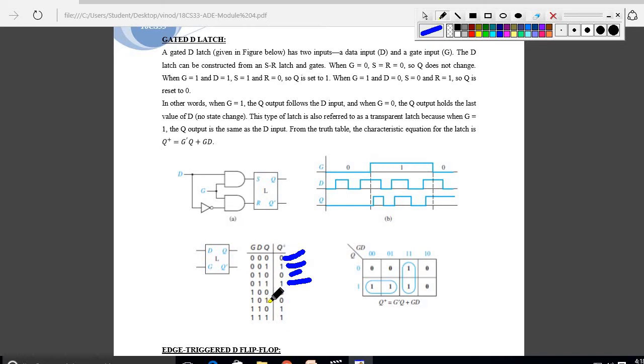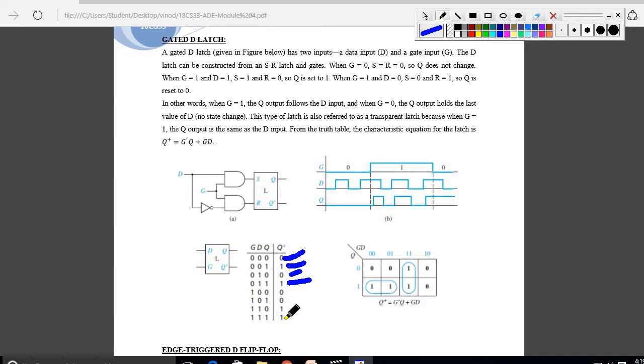The previous value may be 1, but irrespective of the previous value, your Q plus value should be 0, because G is 1 here. I can't write the previous value because the gate is 1. For that reason I have to write the D value only. See here, both inputs are 1: G is 1, so irrespective of the previous value, your Q plus should be 1. So here G is 1, irrespective of your previous value, and D is 1.